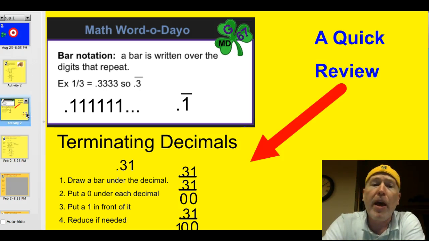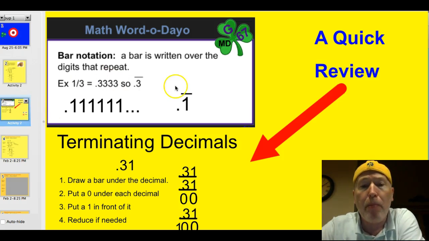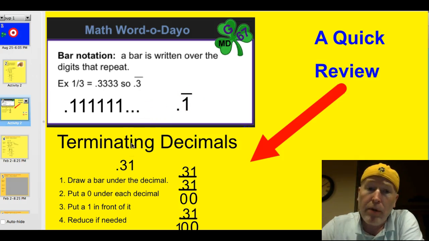All right, math word of the day: bar notation. Anytime you have a bar over the top of a number or numbers, digits, that is saying that those digits are repeating.